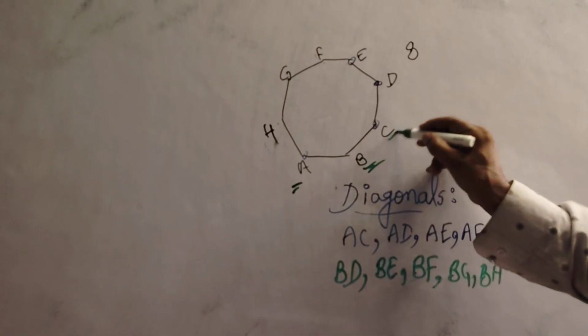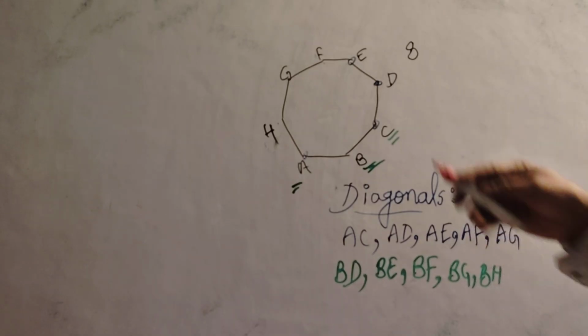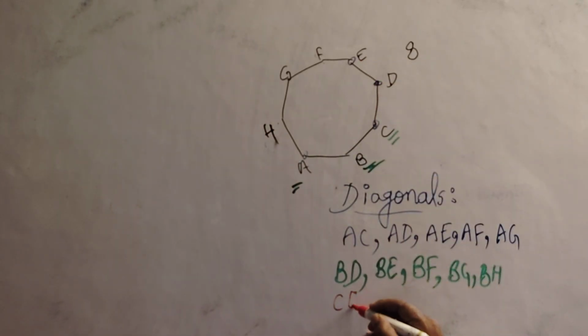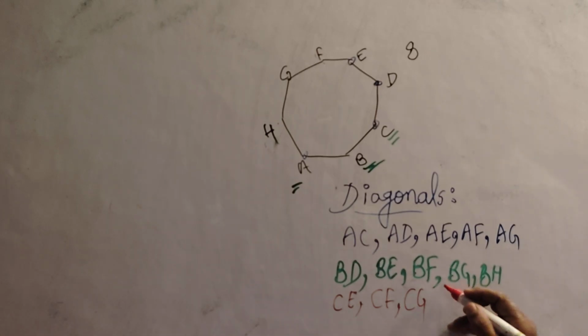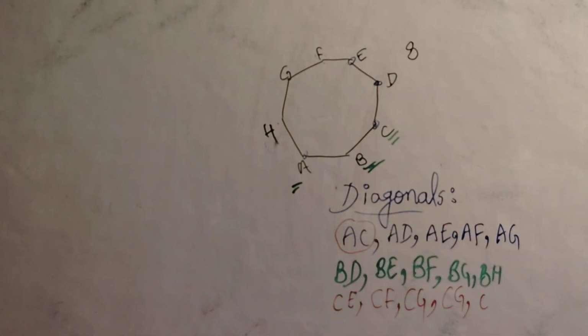Yes. Now come to C. From C, the first diagonal is CE, second CF, then CG, CH, and CA. Yes, correct. But we have done CA as AC already, so this CA we can eliminate due to repetition. I think all are different now. Yes, from C it has completed.